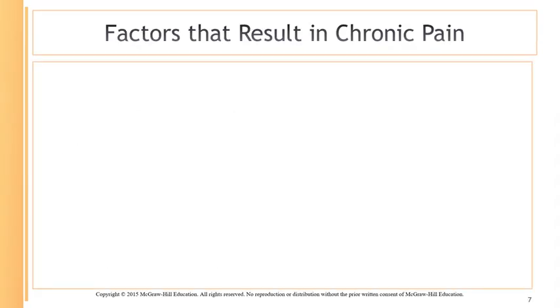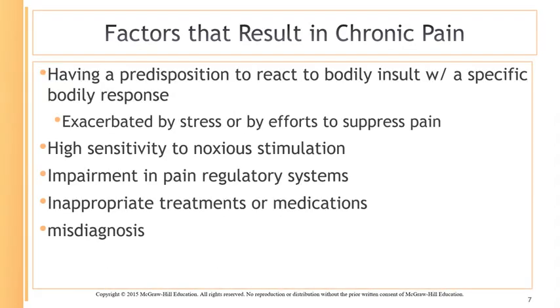So all chronic pain was once acute pain, but there are several factors that can determine who makes the transition to chronic pain. One is having a predisposition to react to a bodily insult with a specific response. So the behavior could be tensing your jaw or altering your posture. And then on top of that, the pain can be exacerbated by stressful situations or even by efforts to suppress pain. And so rather than managing pain or dealing with it effectively, suppressing it can actually make it worse over time.